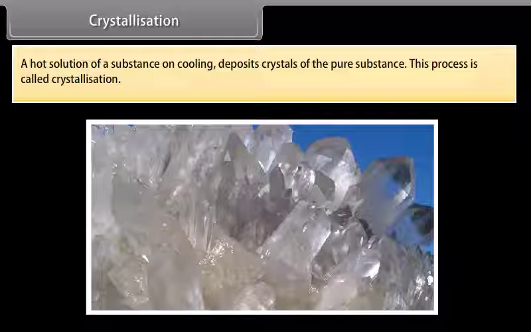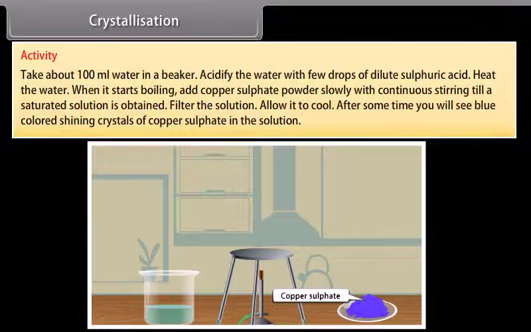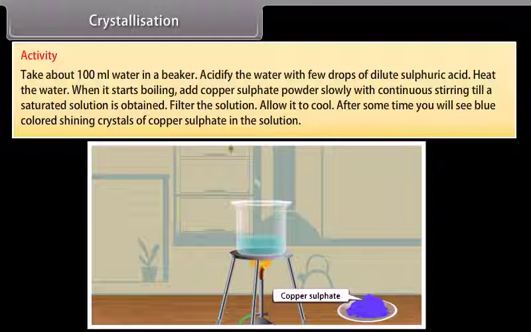Crystallization. A hot solution of a substance on cooling deposits crystals of the pure substance. This process is called crystallization. Activity. Take about 100 ml water in a beaker. Acidify the water with a few drops of dilute sulfuric acid.